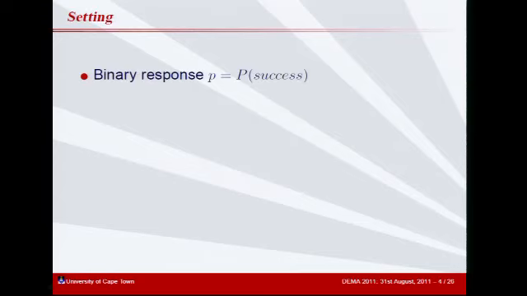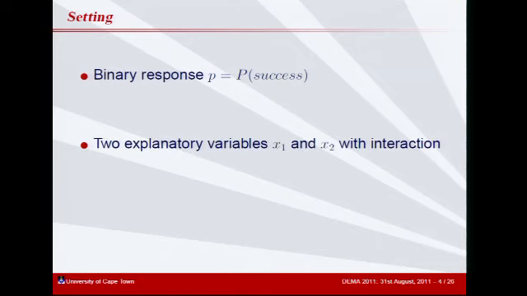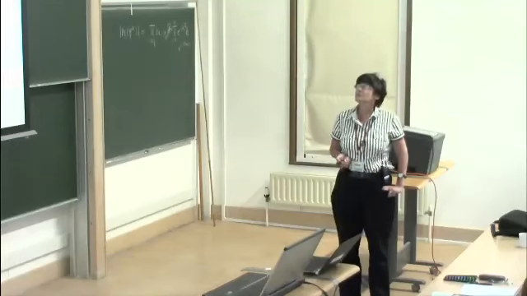The setting is a relatively simple one. We have a binary response with a probability P of success. We have two explanatory variables, and we're going to pop the interaction in with them, and we're going to ask the question very simply, what about locally D-optimal designs?